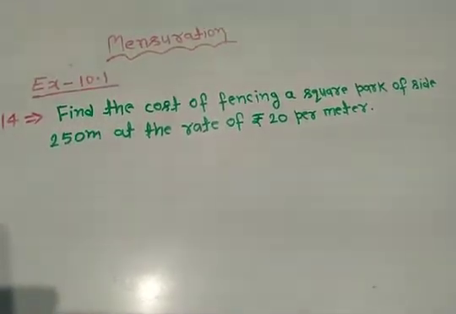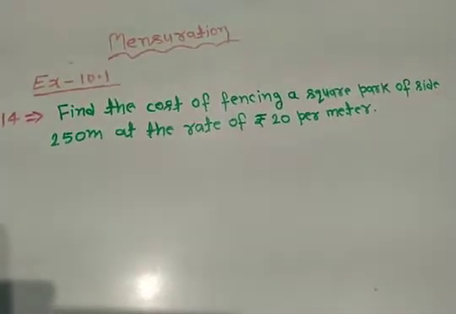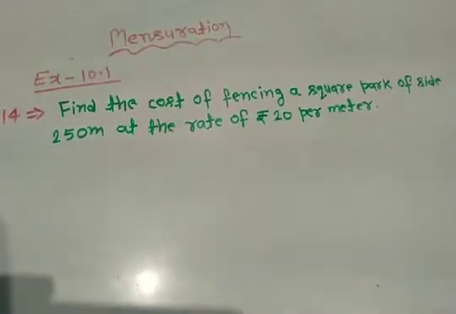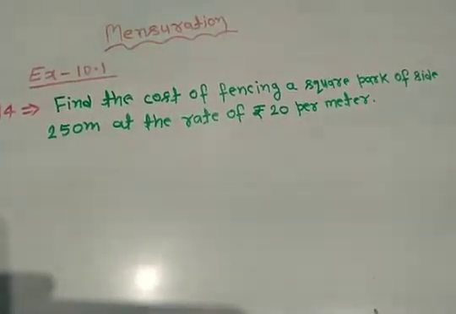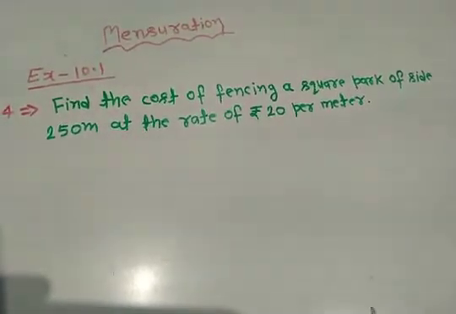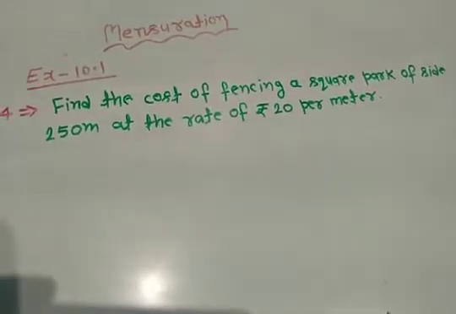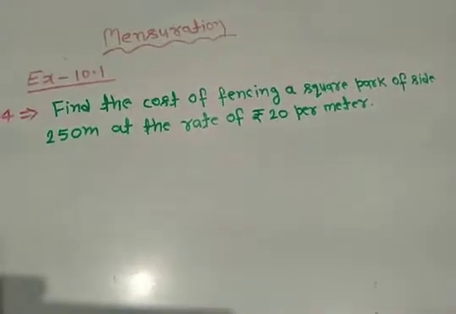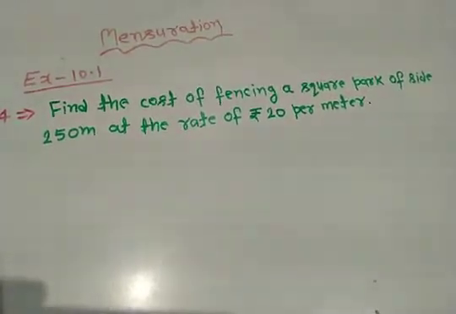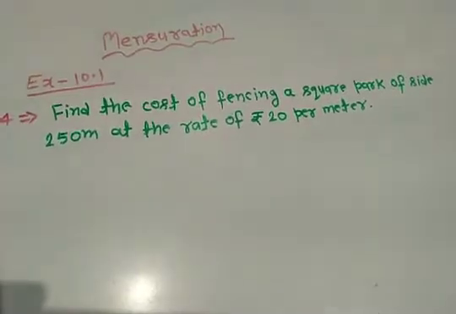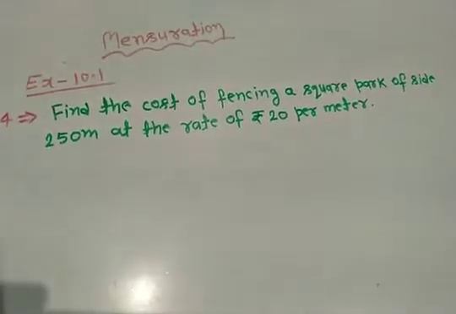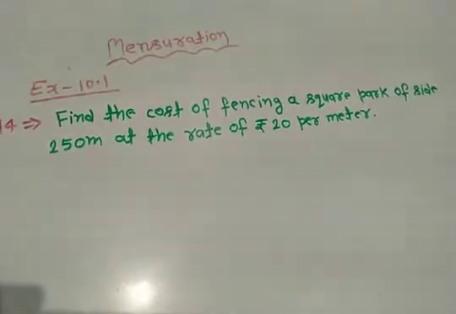This is question number 14 of this exercise 10.1. Find the cost of fencing a square park of side 250 meter at the rate of 20 rupees per meter. Here the given park is which type? Square type. In a square all sides are equal. Okay, a square is a regular polygon, in which all sides and all angles are also equal. But here one side is given, 250 meter.